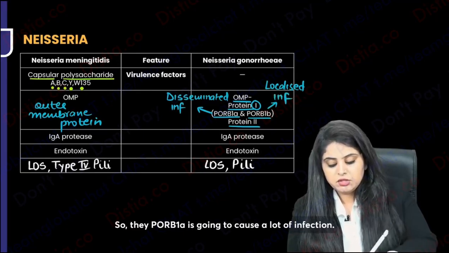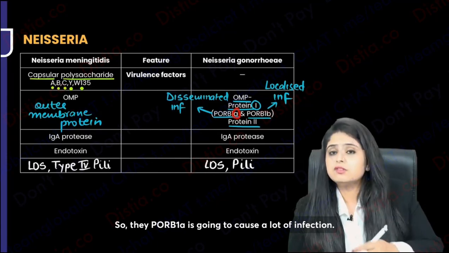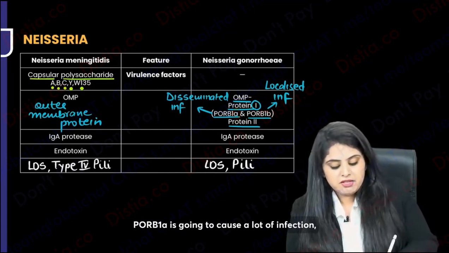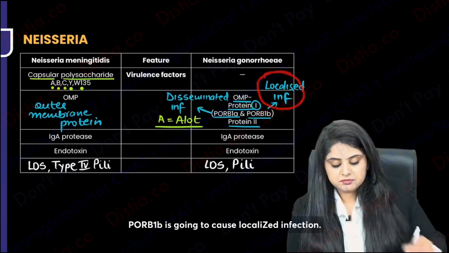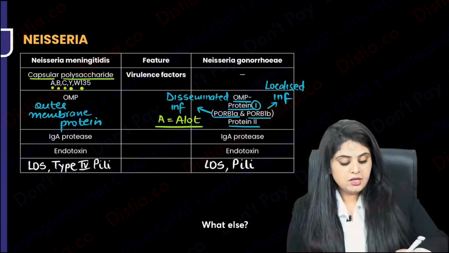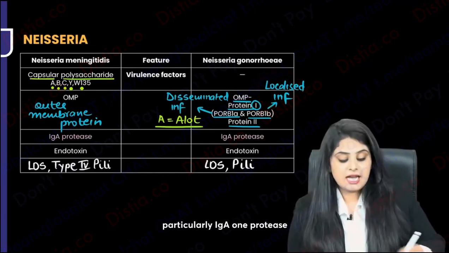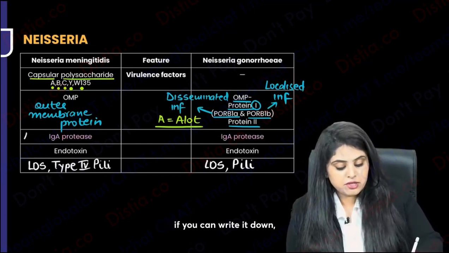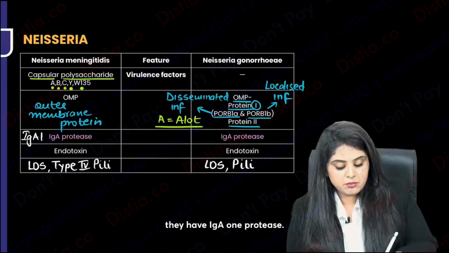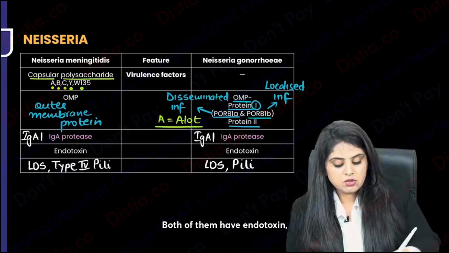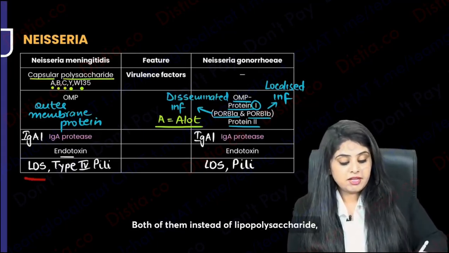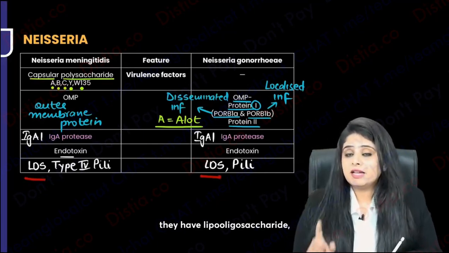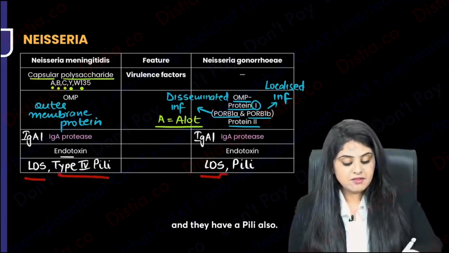How do we learn it? So, look, Pore B1A is going to cause a lot of infection, disseminated infection. Pore B1B is going to cause localized infection. What else? Both of them have IgA, particularly IgA1 protease. If you can write it down, they have IgA1 protease. Both of them have endotoxin, especially meningitis's endotoxin, I'll talk about it in a while. Both of them, instead of lipopolysaccharide, have lipooligosaccharide, and they have a pili also.